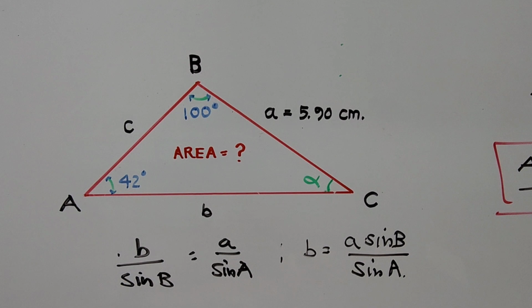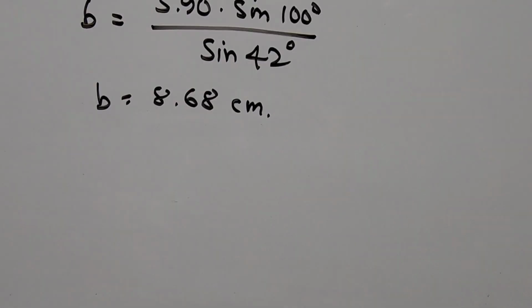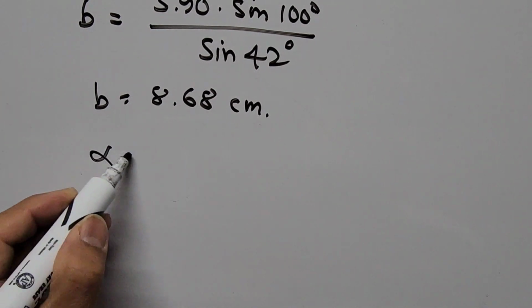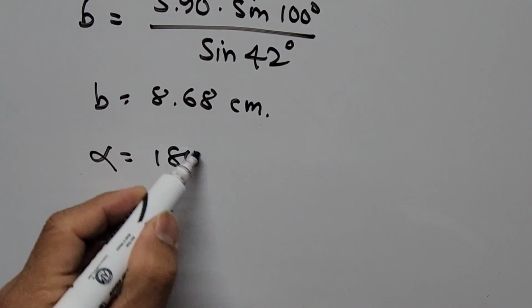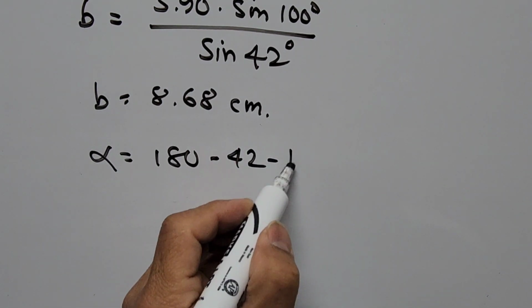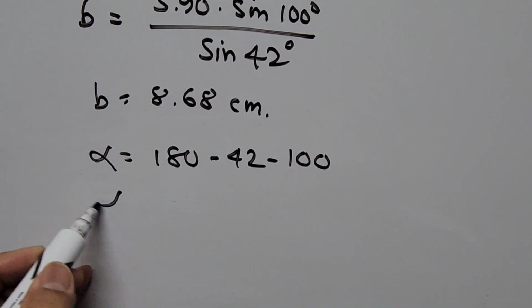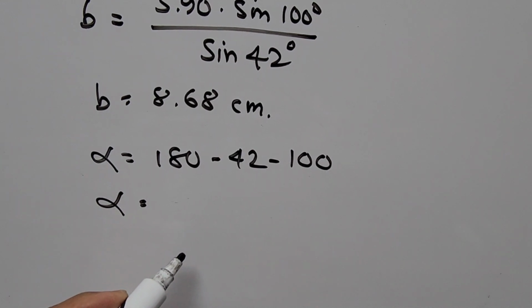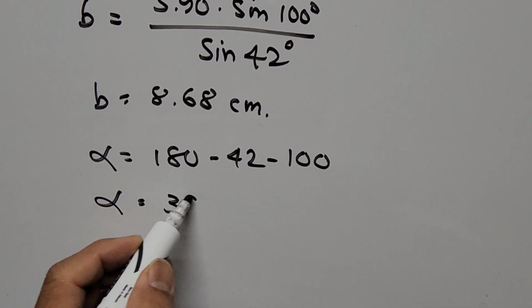From the triangle, the sum of the internal angles is 180 degrees. So to get the value of alpha, we subtract 42 and 100 from 180 degrees. So angle alpha is now 180 degrees minus 42 degrees minus 100 degrees. So angle alpha is equal to 38 degrees.